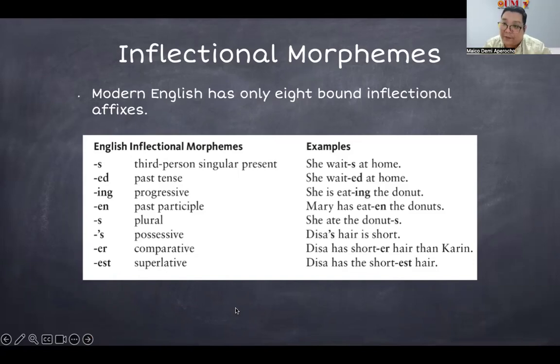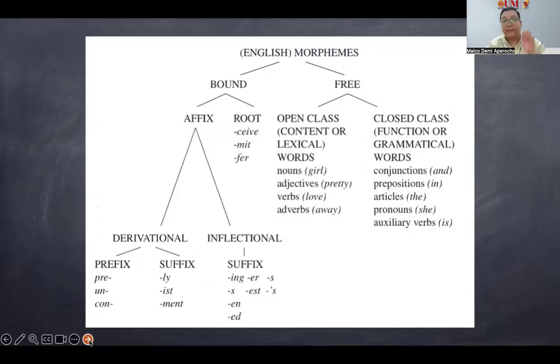Once you affix them to a specific word or to words, then definitely the meaning or meanings do not change at all. However, there is now agreement in terms of tense, the person involved in a sentence.